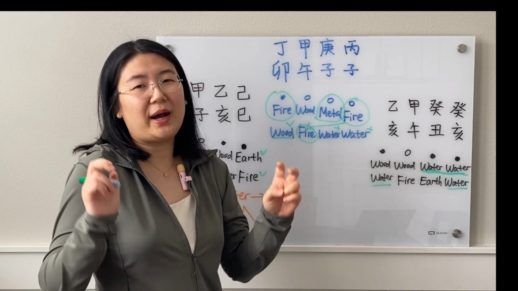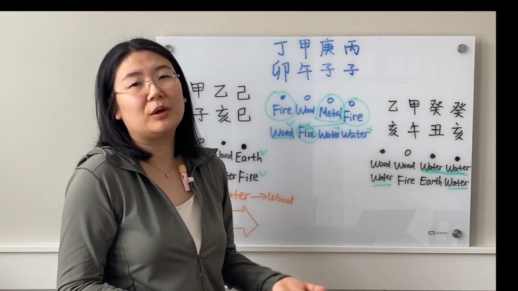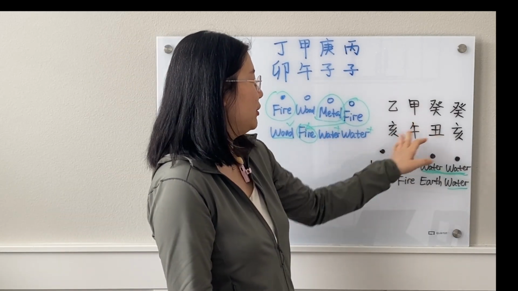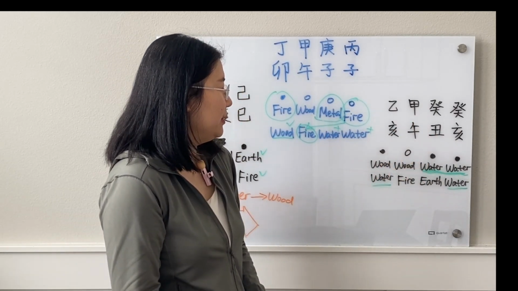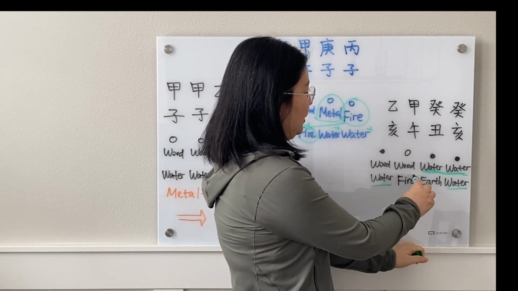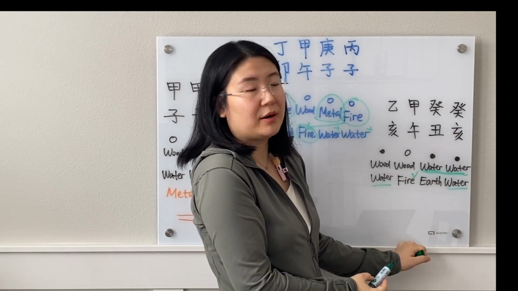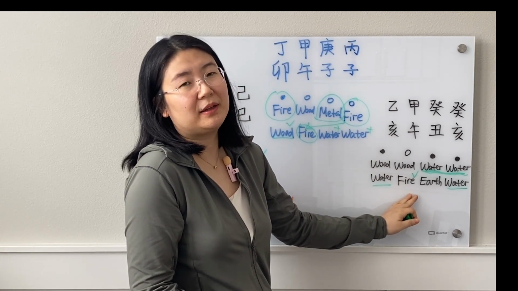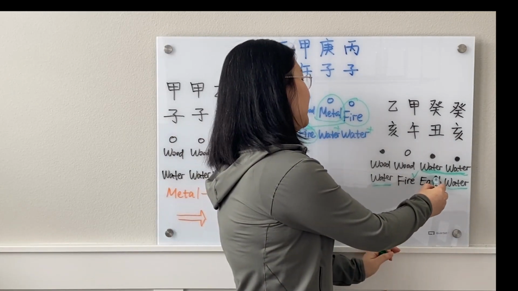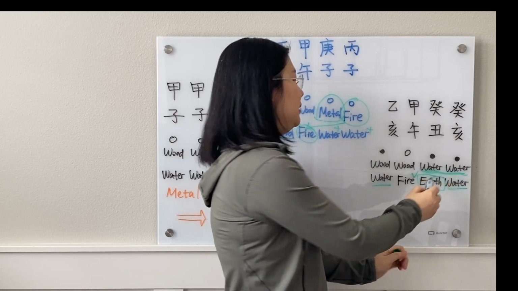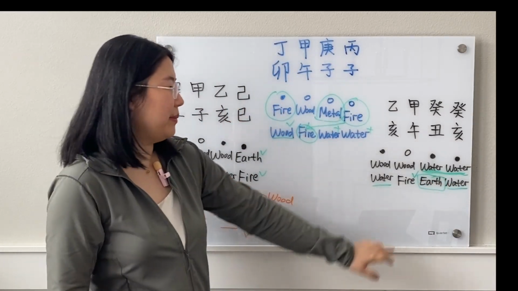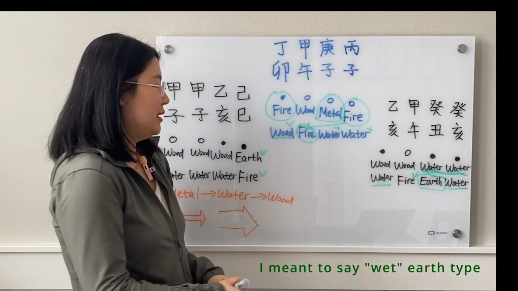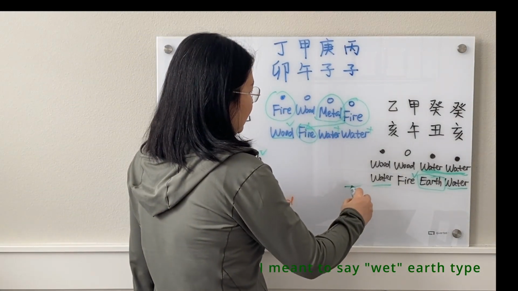We want the dry earth type to control the water. Unfortunately, this person doesn't have any dry earth anywhere. I mean, fire is good because it warms the environment, probably on top, but hey, it's sitting on the bottom, which is better than nothing. But the problem is the earth, the only medicine showing up in his chart, is not the dry earth type.